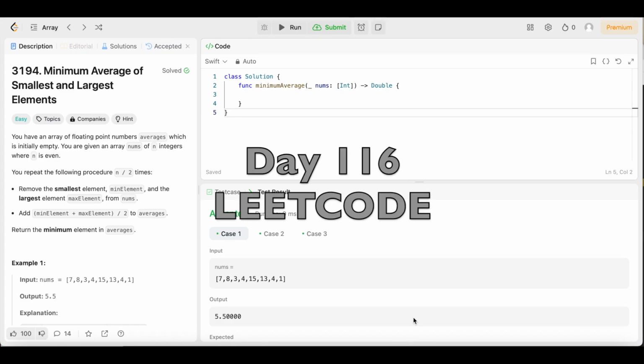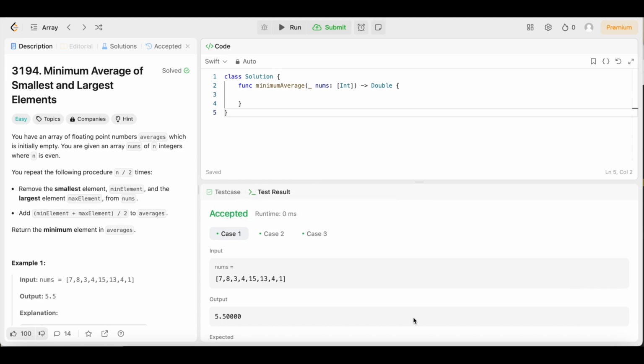Day 116 of doing a LeetCode problem every day until I get a job. All right, guys, we're back again. Another day, another LeetCode problem. This time we're at day 116, guys. We're really moving and grooving here, making some progress.